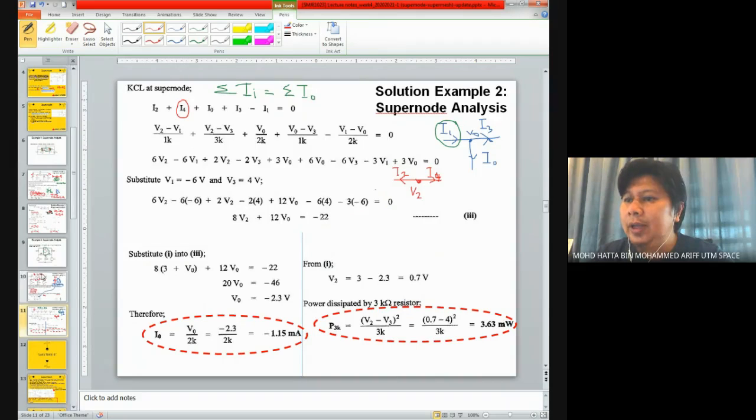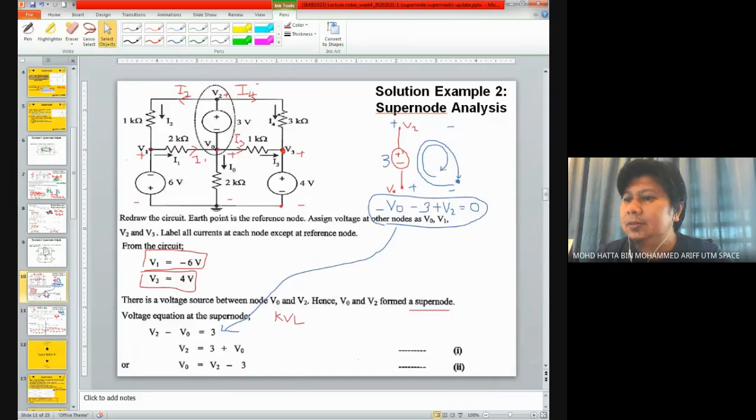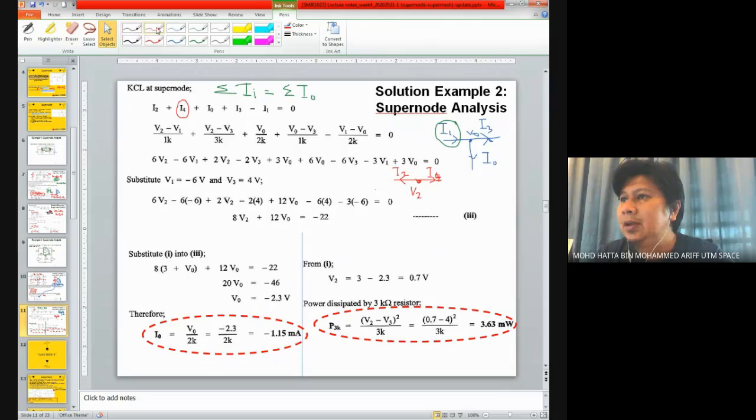Okay, looking at the original question, I4 is over here, and the direction of the current is from V2 to V3, which means that for I4, I should have V2 minus V3 divided by 3 kilo ohm. So that's why here I4 is V2 minus V3 divided by 3 kilo ohm. You can also have a look at I0, I3, and I1 later on.